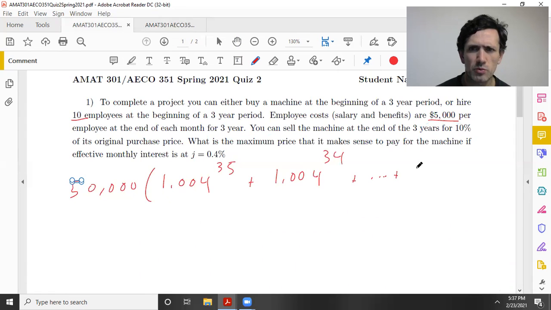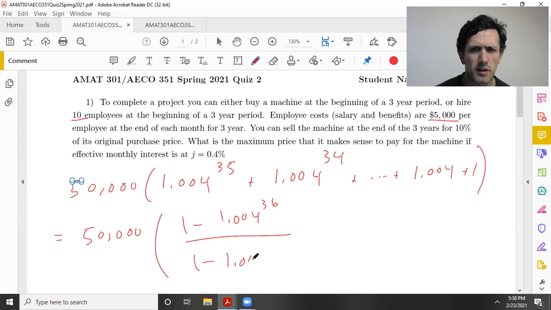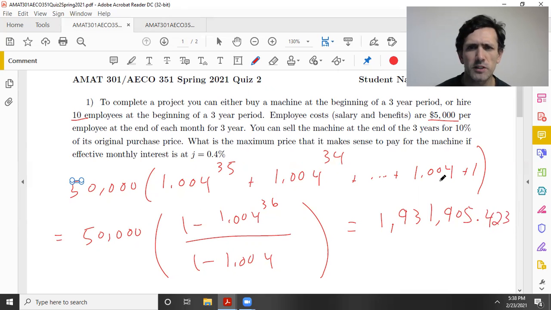all the way down to 1.004 to the 1. Anyway, so this is going to be 50,000 times (1 minus 1.004 to the n plus 1, 35 plus 1) over (1 minus 1.004). And this is going to be 1,931,905.